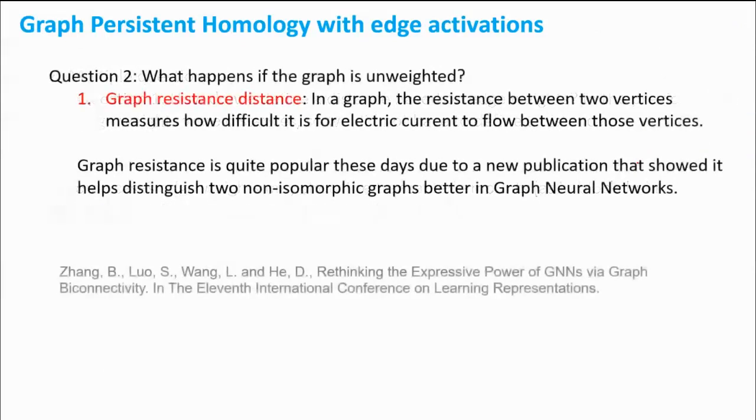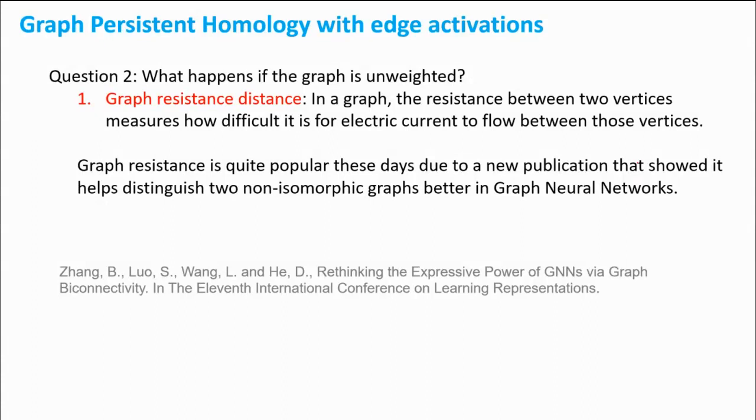The second question is, what happens if the graph is unweighted? I have 3 alternatives for this, but there can be many things. So on a graph, you can define distances as you want. There are multiple ways. However, from the research in the last years, I have identified 3 distance types that are useful. And the first one is the graph resistance distance.